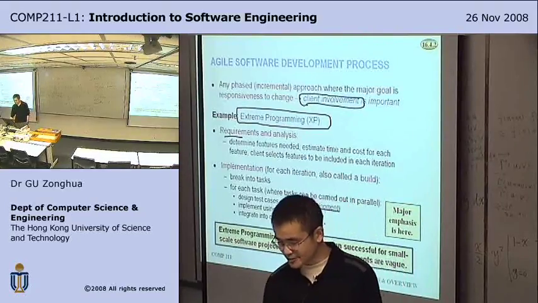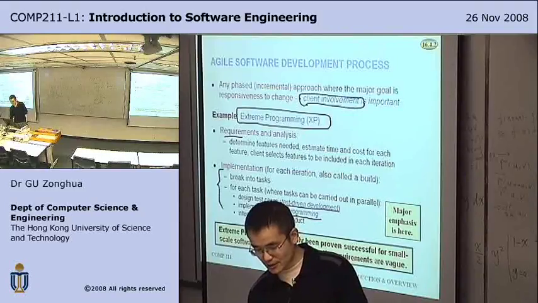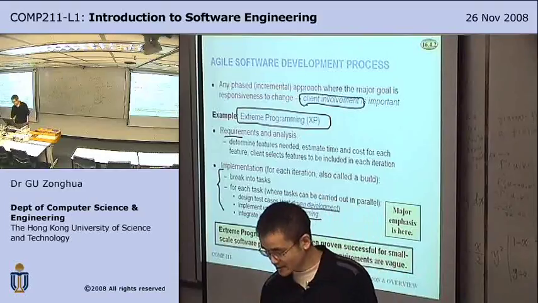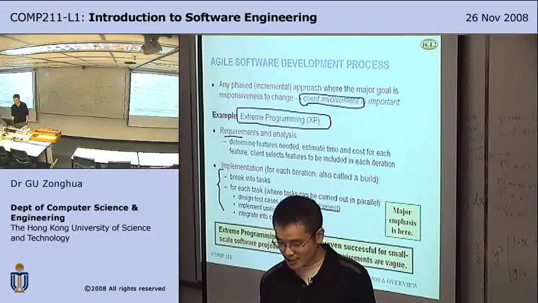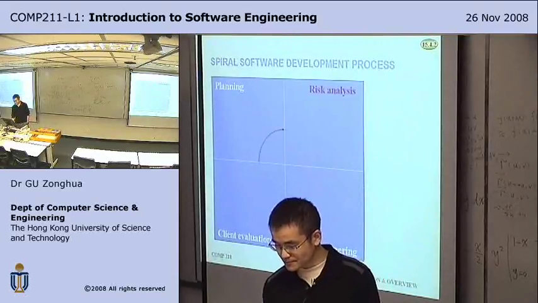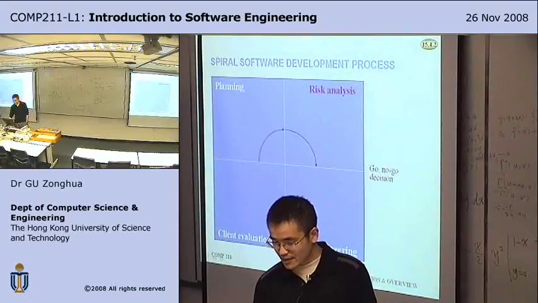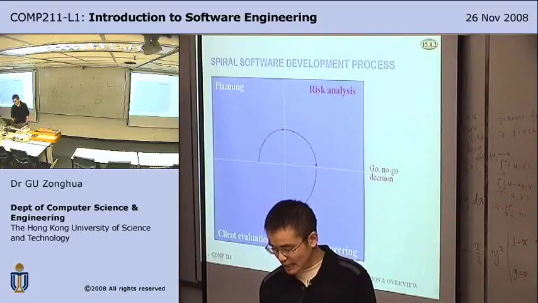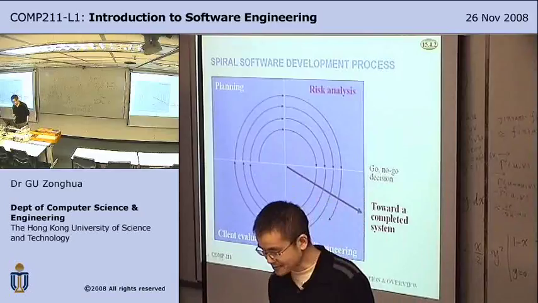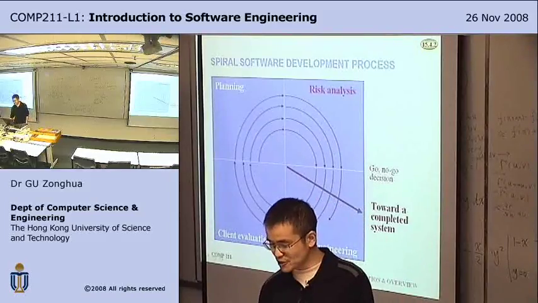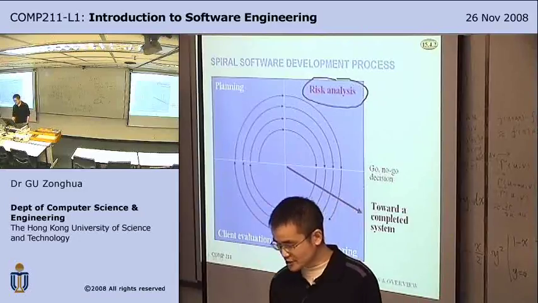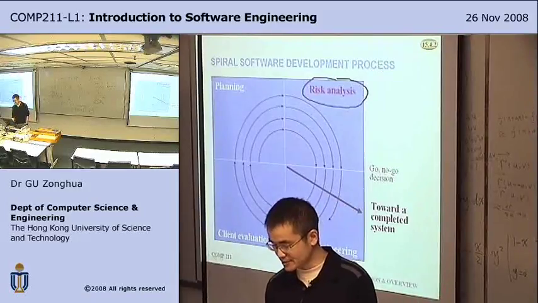So major emphasis is in implementation. So requirements are very rough. Oftentimes you don't have a formal requirements document. So it's only for small-scale projects where the client's requirements are vague. So Spiral, you do planning and risk analysis and engineering and client evaluation and go around the Spiral many times. So the distinguishing characteristic of Spiral is risk analysis, which is absent in all the other processes.